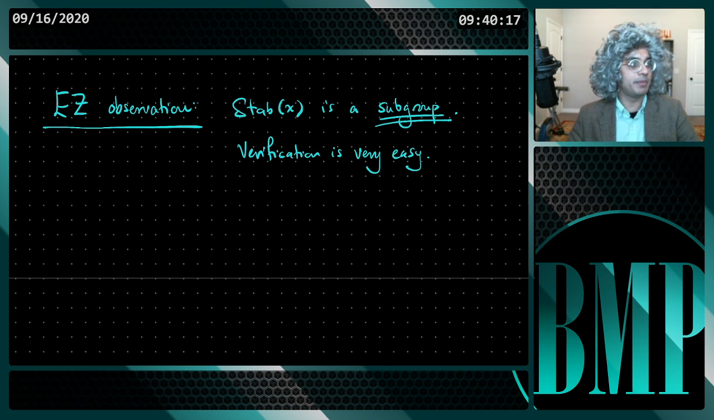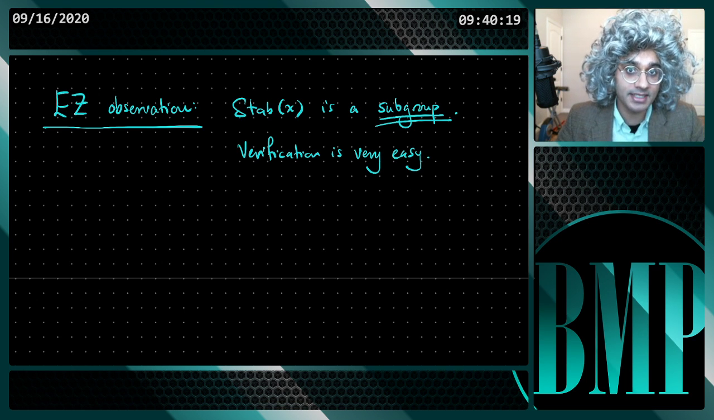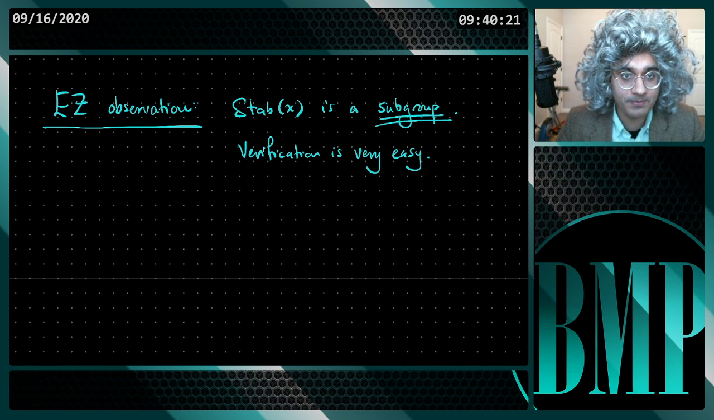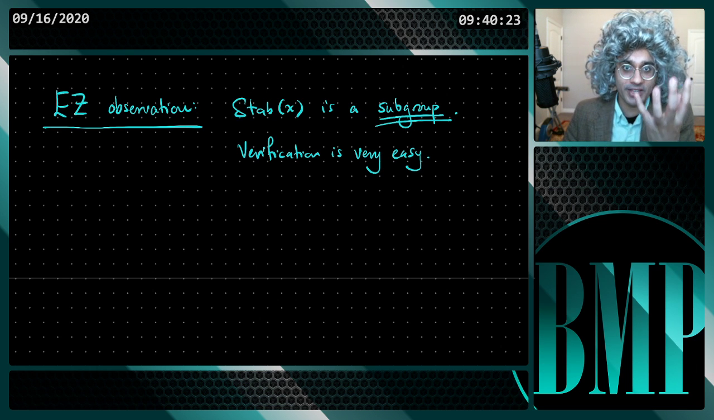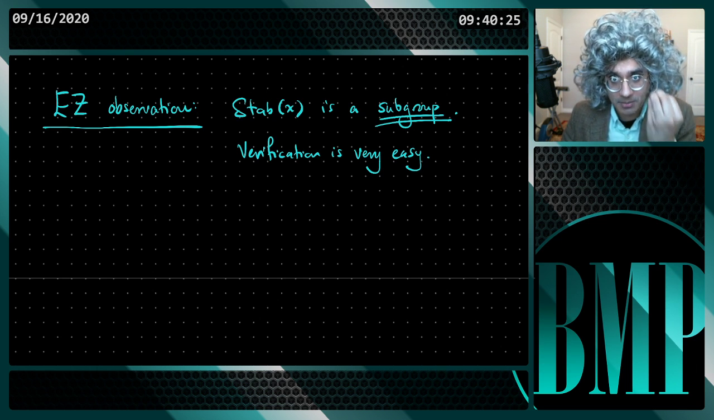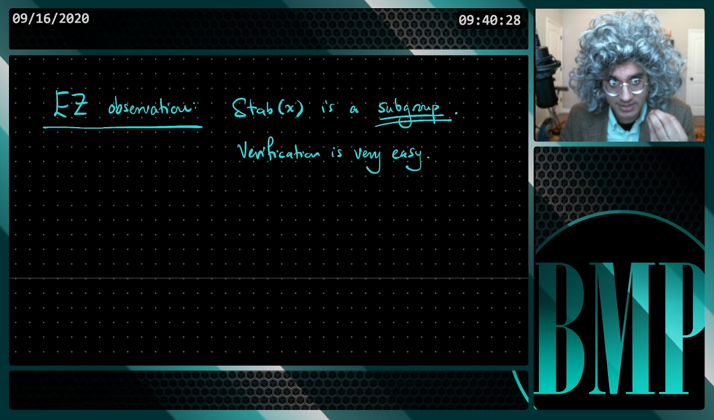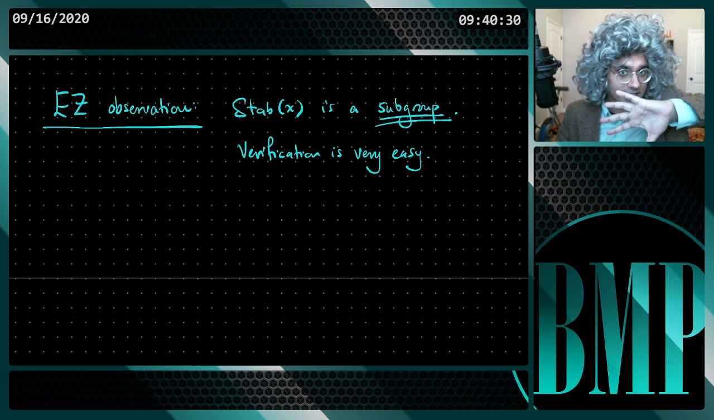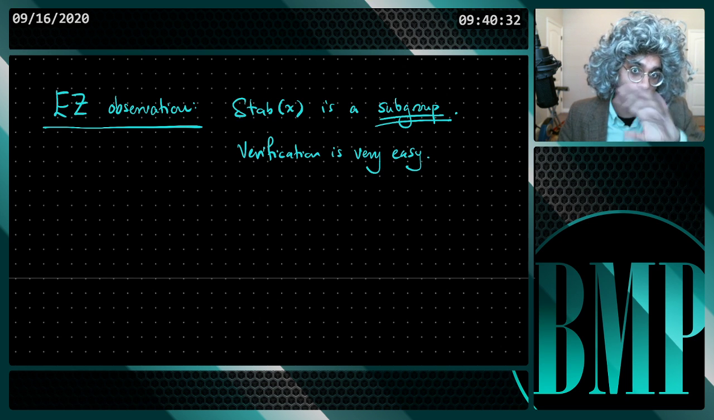So every time you pick an element in the set X on which a group is acting, two things are immediately born. A subgroup called the stabilizer of that point, and a subset of X called the orbit of that point.